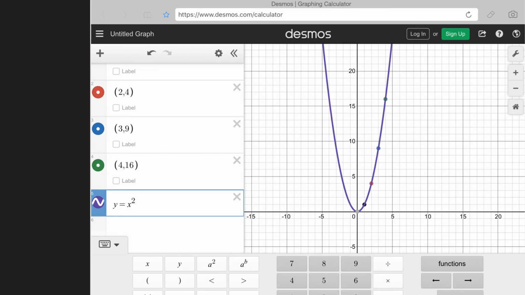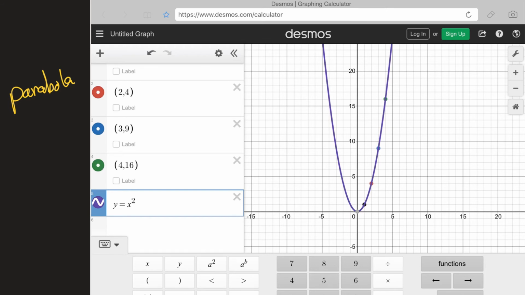A quadratic makes what's called a parabola. It's this U-shaped curve. And the U-shape doesn't have to open up. It can open down, to the side, and all that kind of stuff. But when you first learn, it just opens up.